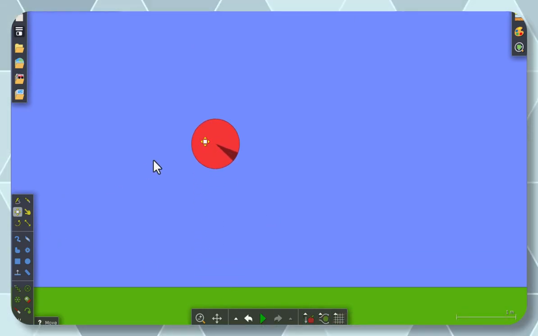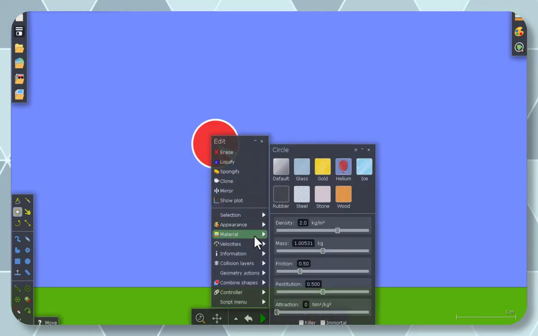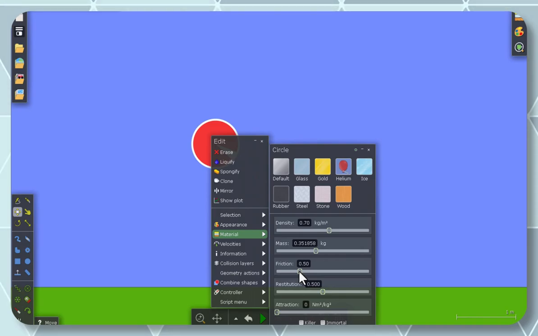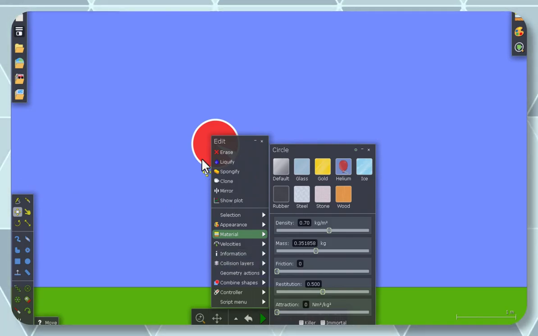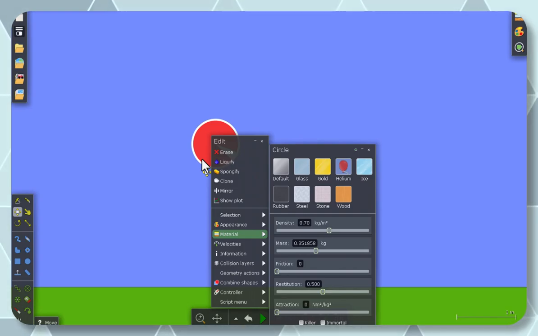We can also use it to select our material and play around with the density, the mass, the friction, and the restitution of our material. Friction can be turned off to zero to show all those hypothetical situations where we are talking about a frictionless surface. Like, let's take the Atwood machine for example.